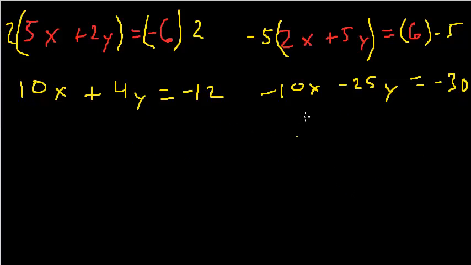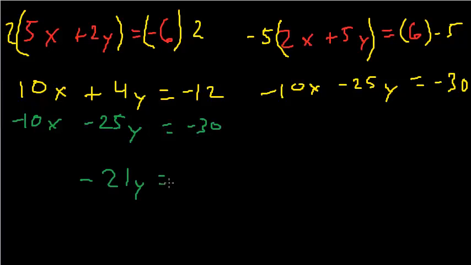Now when I go to add these two equations together, that x term will cancel out. So let's add this second equation to the first. I have negative 10x minus 25y is equal to negative 30. I'm going to add these two together. So my x's cancel out. I have a negative 21y is equal to a negative 42. I divide both sides by a negative 21. And I have y is equal to a positive 2.